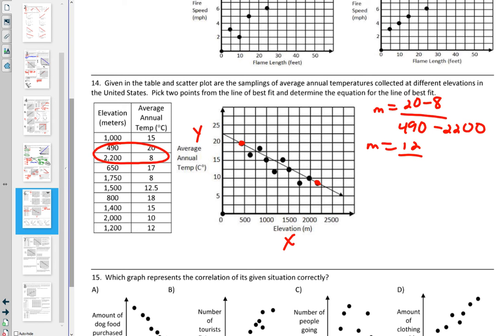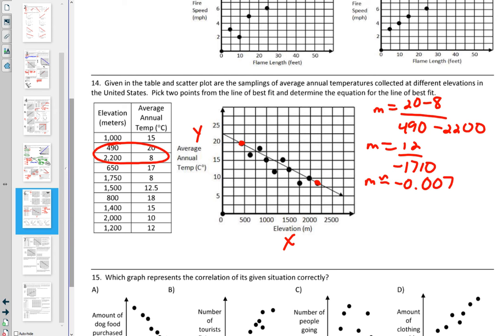So this is going to be 12 over, that's going to be a big number. 490 minus 2200 is negative 1710. So 12 divided by 1710. Wow. I'm getting around negative 0.007. We'll just go with decimals because the line of best fit by nature is an estimation.